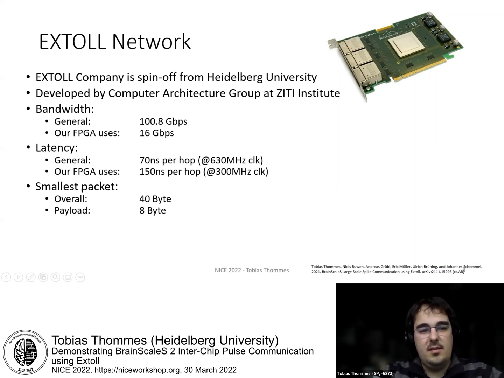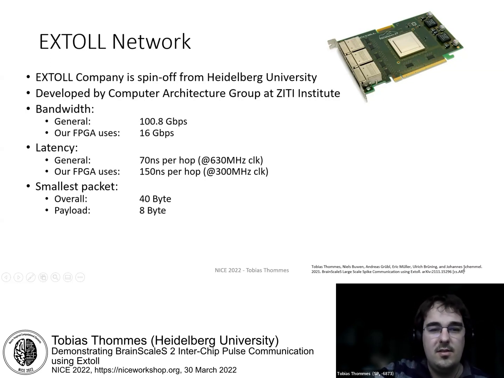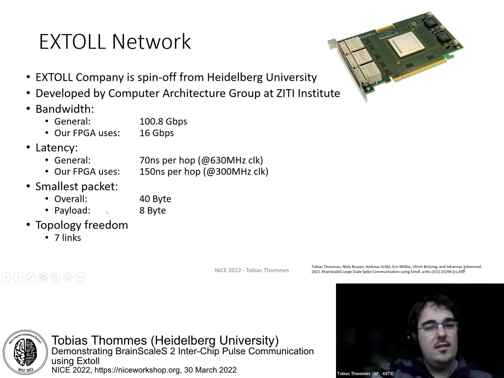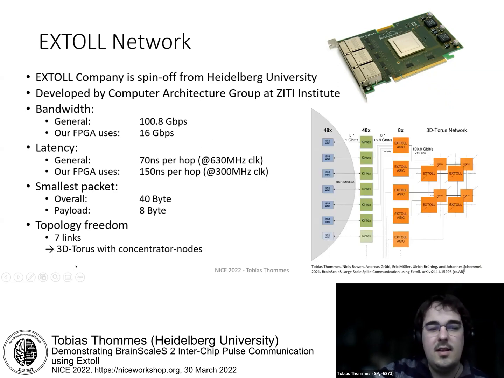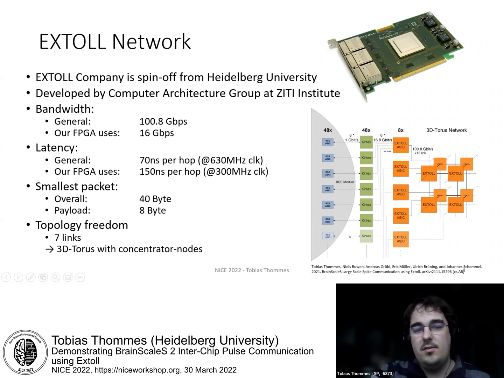The smallest packet possible in an EXTOLL network has an overall size of 40 bytes and also transports 8 bytes of payload, so it's better than Ethernet. And one network card offers 7 links here. These are the plugs, and here's the 7th link, and thereby we can propose a 3D torus with concentrator nodes for the network topology in the full network, which is planned.